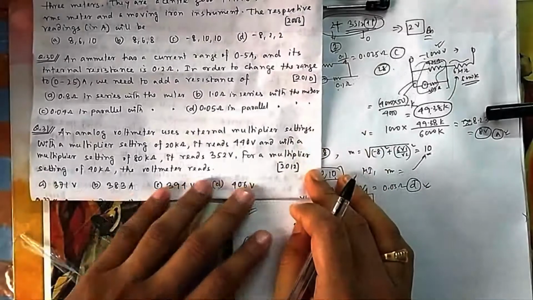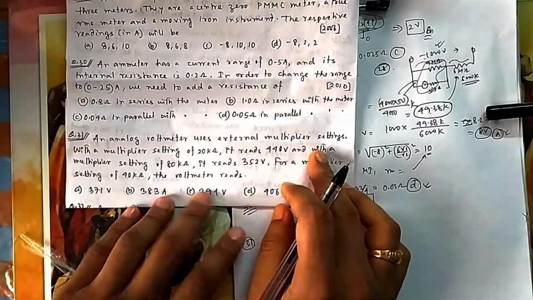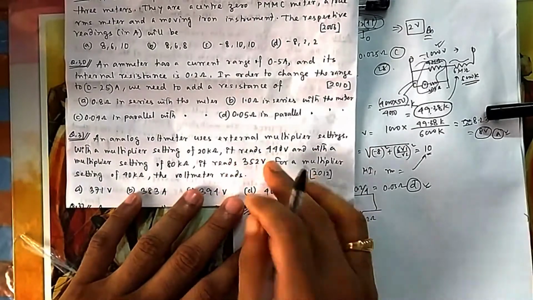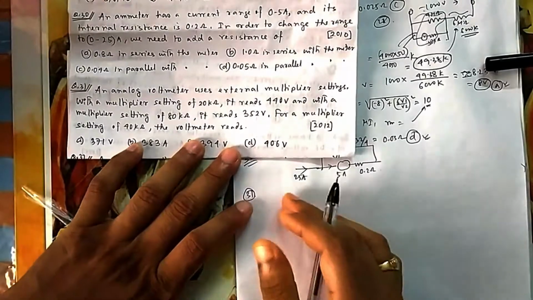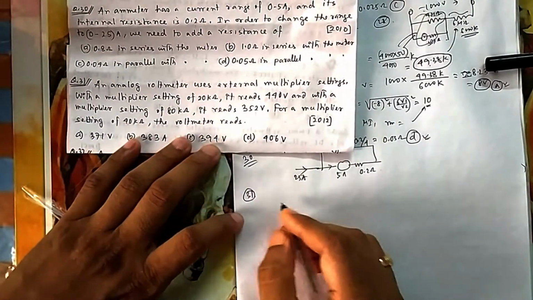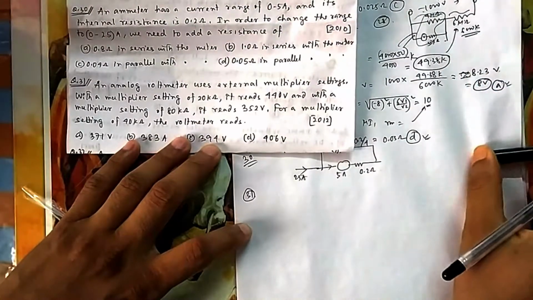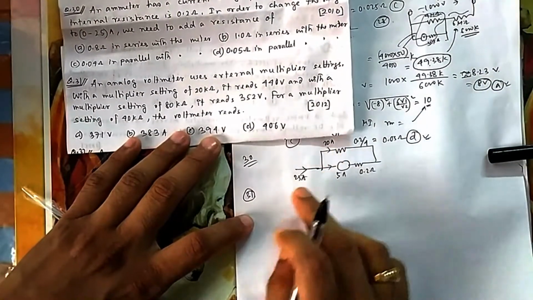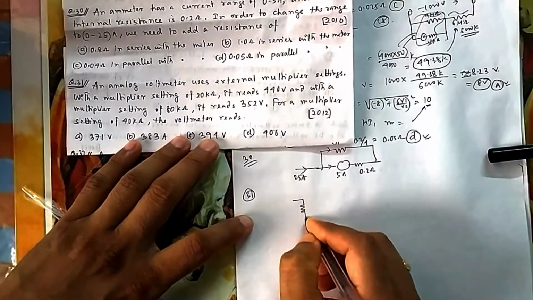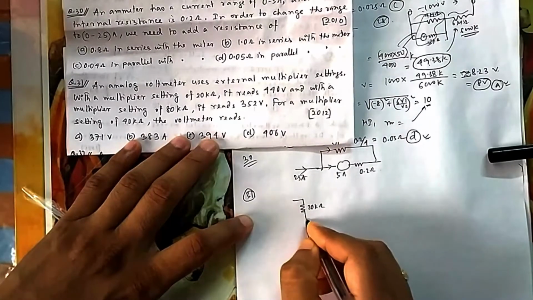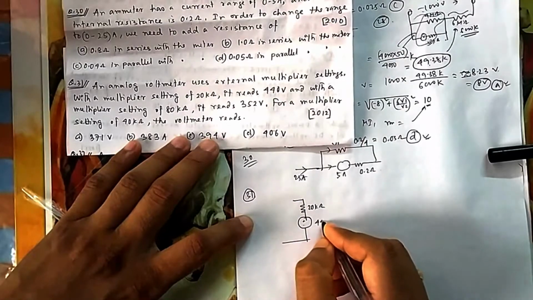If you come to 31, an analog voltmeter uses external multiplier settings. With a multiplier setting of 20 kilo ohm, it reads 440 volt. So voltmeter with multiplier, that means it is a voltmeter. How to change the range or increase the range of a voltmeter? By putting resistance in series. In an ammeter we put it in parallel, in a voltmeter we put it in series. So initially if you put it at 20 kilo ohm, then it reads 440 volt.